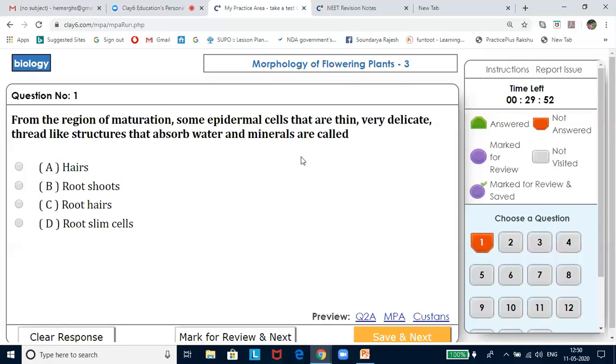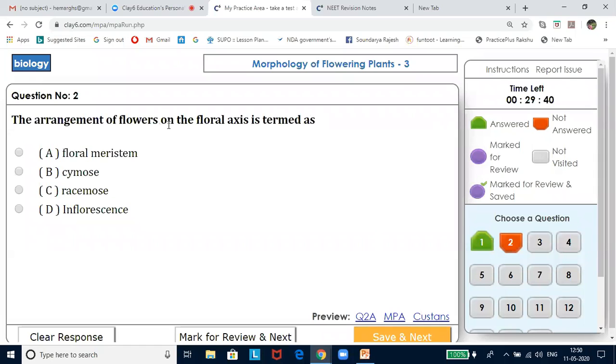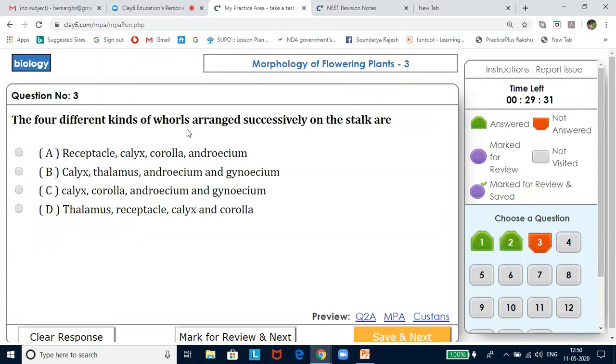From the region of maturation, some epidermal cells that are thin, very delicate, thread-like structures that absorb water and minerals are called root hairs. The arrangement of flowers on the floral axis is termed as inflorescence. Racemose and cymose are the types of inflorescence. The four different kinds of whorls arranged successively on the stalk are calyx, corolla, androecium, and gynoecium.